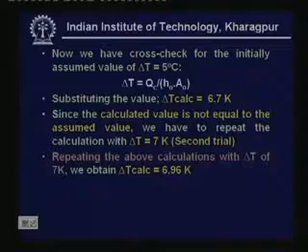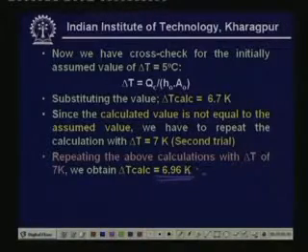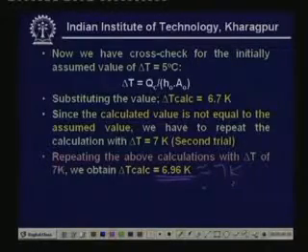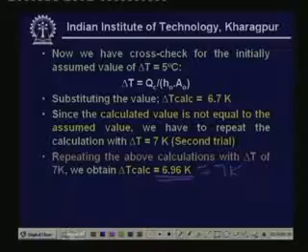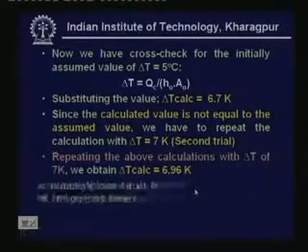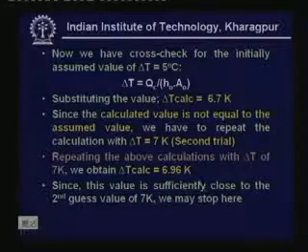So if you repeat the calculation with 7 Kelvin guess value, you find that the delta T calculated will be 6.96 Kelvin now. Okay, so this is almost equal to 7 Kelvin. So you can stop here, but if you want more accuracy, of course you can again repeat the calculation by taking a third trial value, right. But since this difference is very less, we need not go for third trial. Since this value is sufficiently close to the second guess value of 7 K, we may stop here.